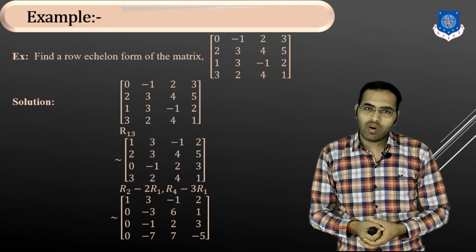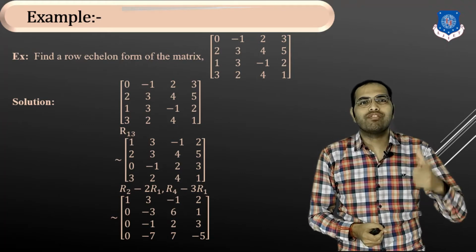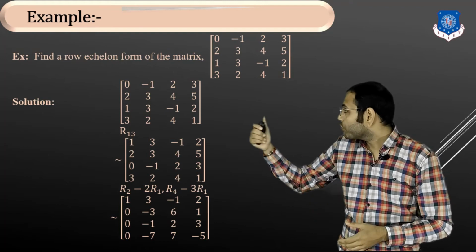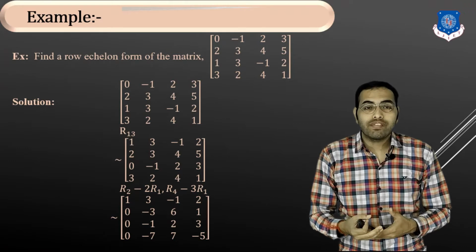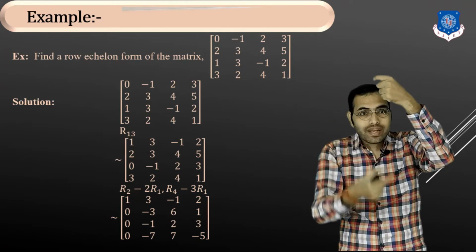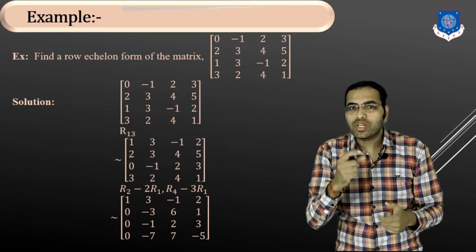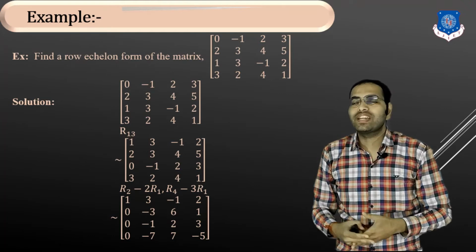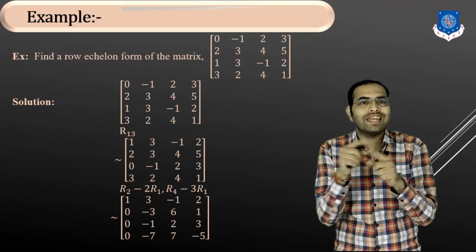to convert to row echelon form, there should be a leading element 1 in the first row. In the first row, the first element is 0, so we cannot use it to make the remaining entries 0. Then, by interchanging rows, the third row and first row will be interchanged.